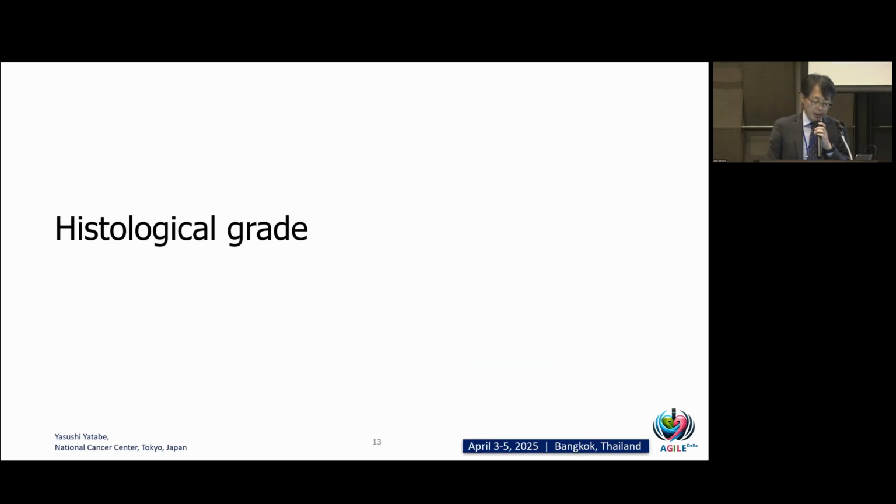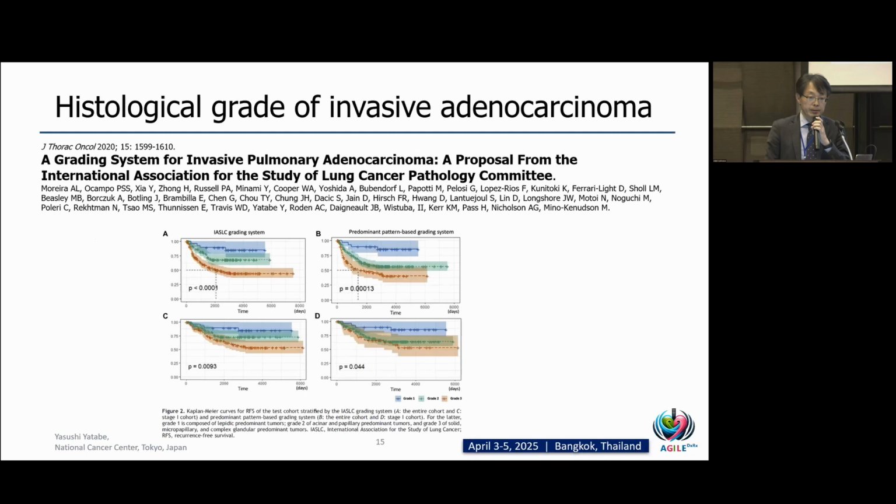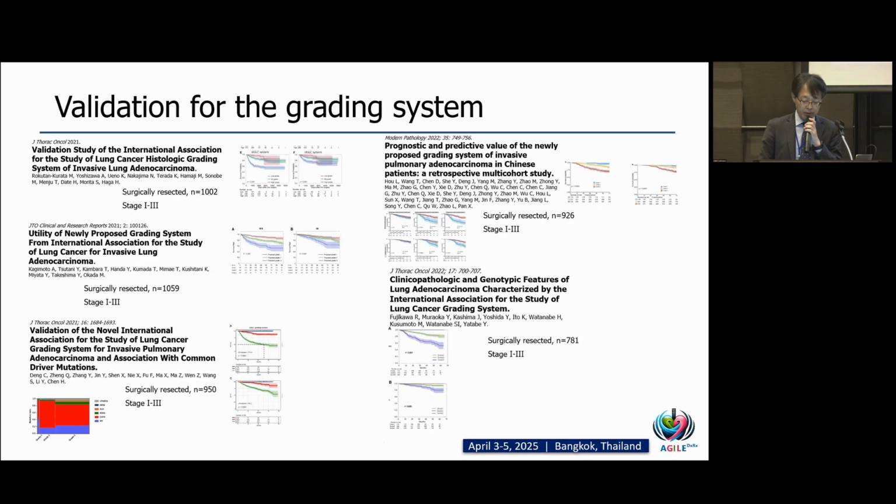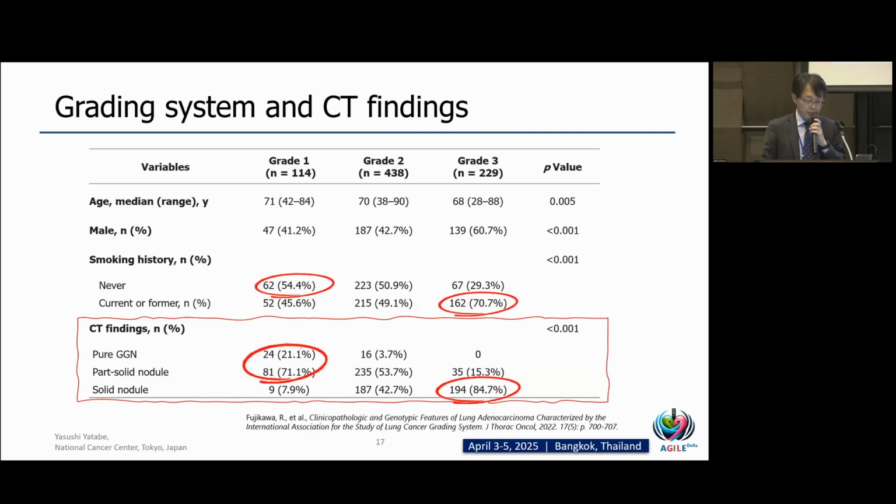The next would be the histological grade. The I-ELCAP Pathology Committee released a histological grading for adenocarcinoma, and that was validated in many articles. I would like to show one of the results. You can see this grading is closely associated with the CT finding. As you can see, grade 1 tumors have a higher frequency of GGO or part-solid nodules. In contrast, grade 3 accounts for mostly solid nodules.